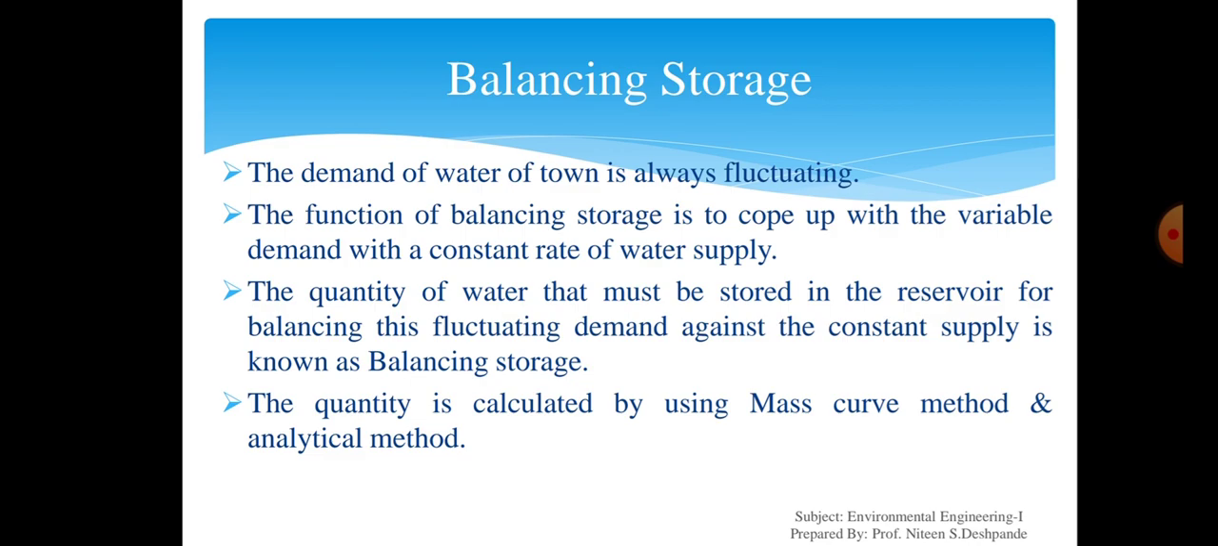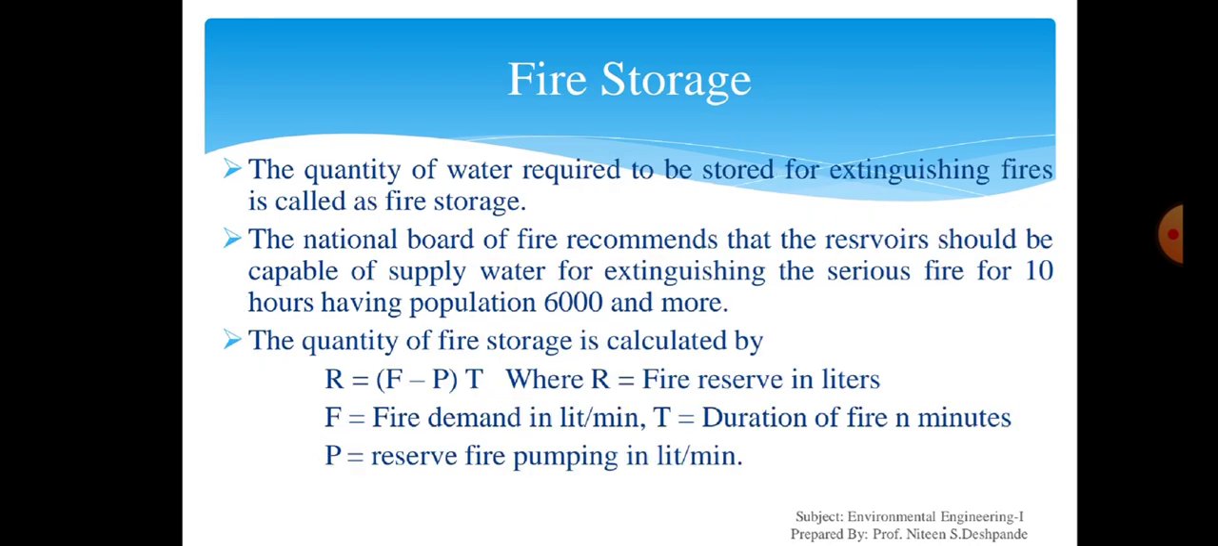Okay. So, basically the aim of the balancing storage is to cope up with the variable demand with a constant rate of supply from the treatment units. The quantity of water that must be stored in the reservoir for balancing this fluctuating demand against the constant supply is called the balancing storage or the balancing reserve. So, this also reduces the heavy pumping at the peak demand hours. This quantity is calculated by using the hydrographs of inflow and outflow by the mass curve method, and it can also be worked out by the analytical method. So, this is about the balancing storage.